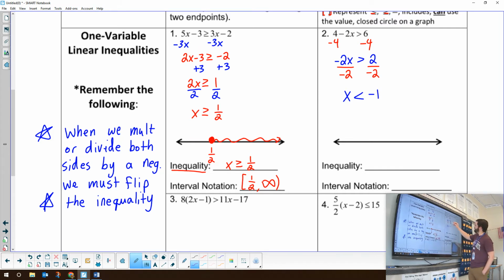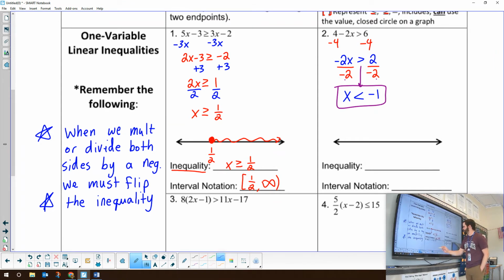And the reason this happens is when I divided both sides by a negative, we have to flip the sign, okay? The reason is because when we divide both sides by a negative, essentially my whole inequality is reversed, okay? It's still true, but we have to flip that inequality symbol. But anyways, my answer is right here. X is less than -1.